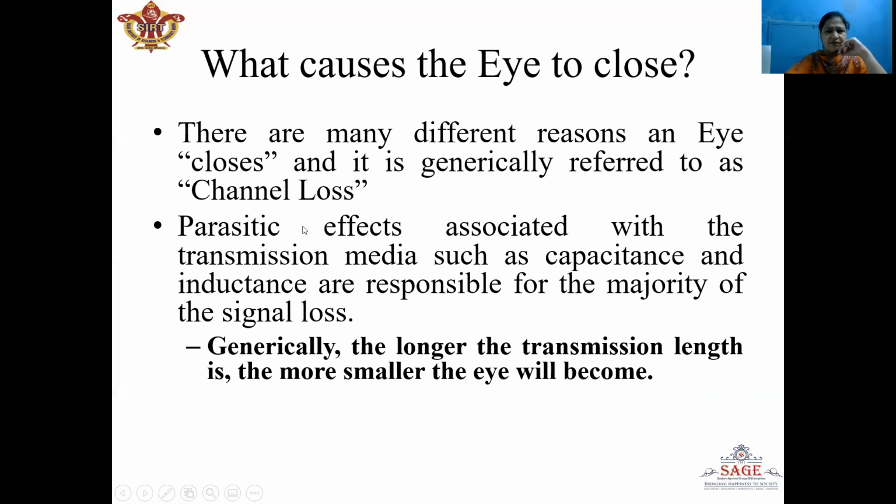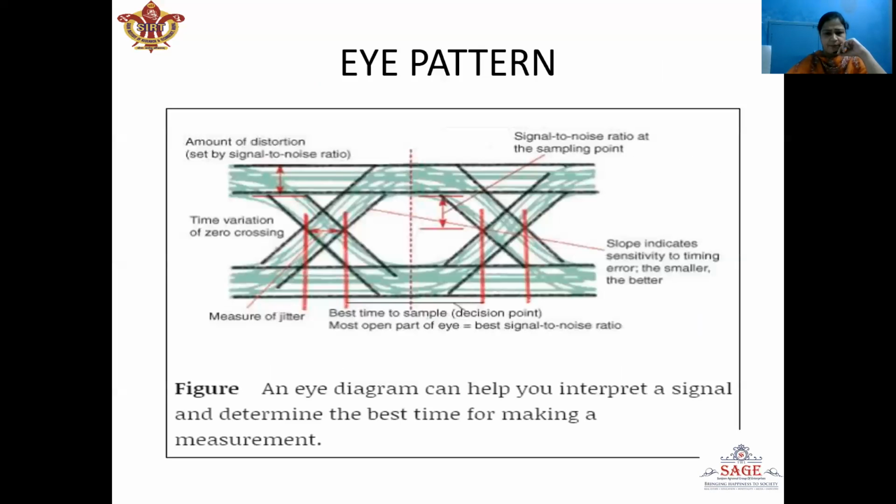So there are many different reasons for the eye opening to be reduced, and it is generally channel noise. Parasitic effects associated with the transmission media, such as capacitance and inductance, are responsible for the majority of the signal noise. So the longer the transmission length, the smaller the eye will become, because in this case, the effect of the channel noise will be more.